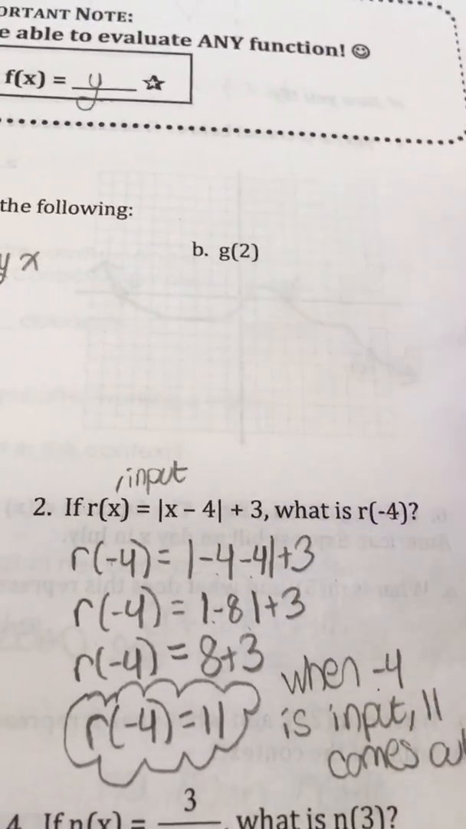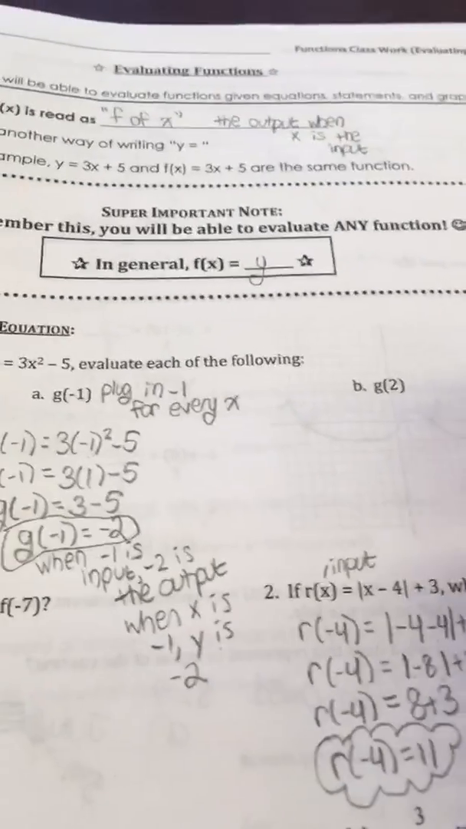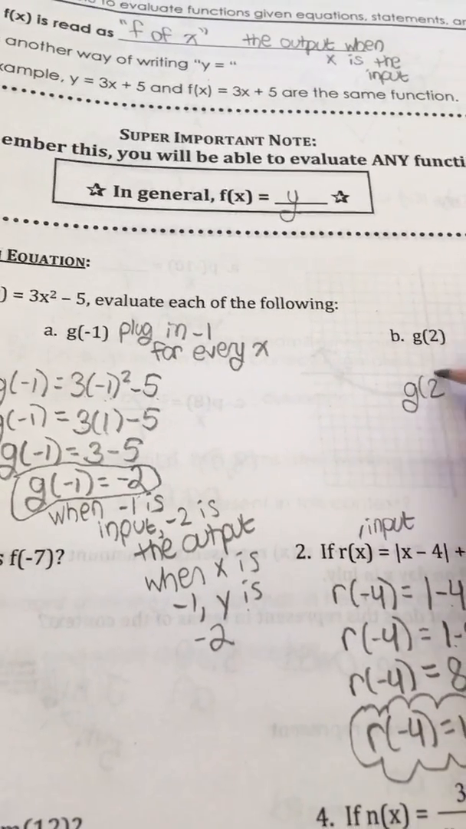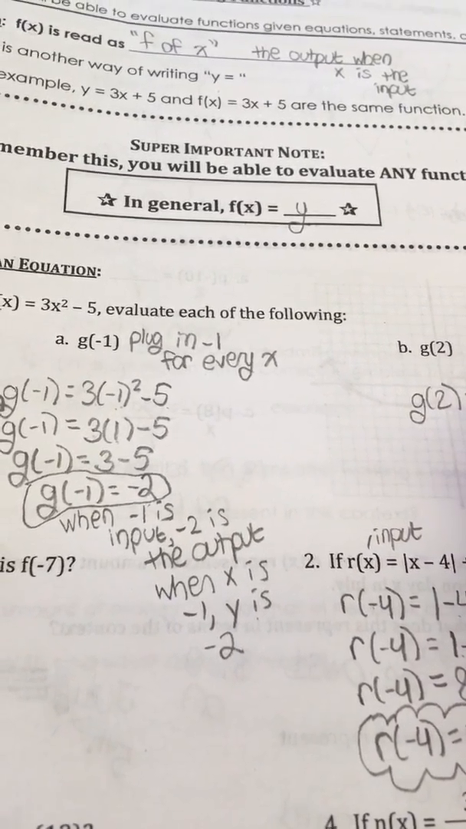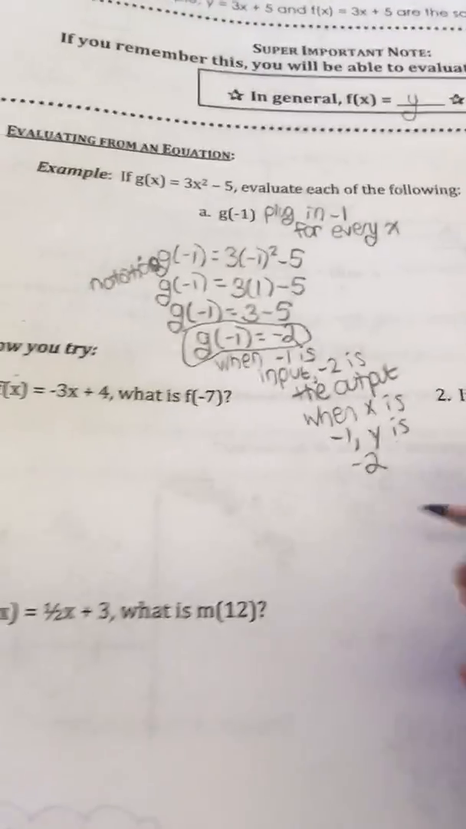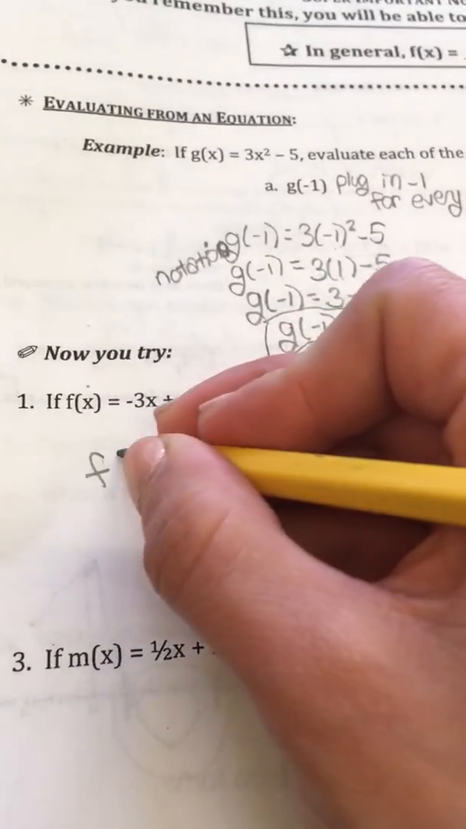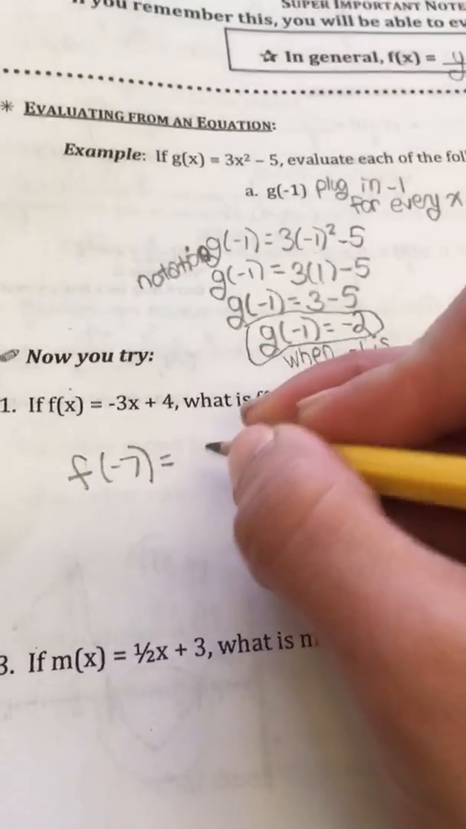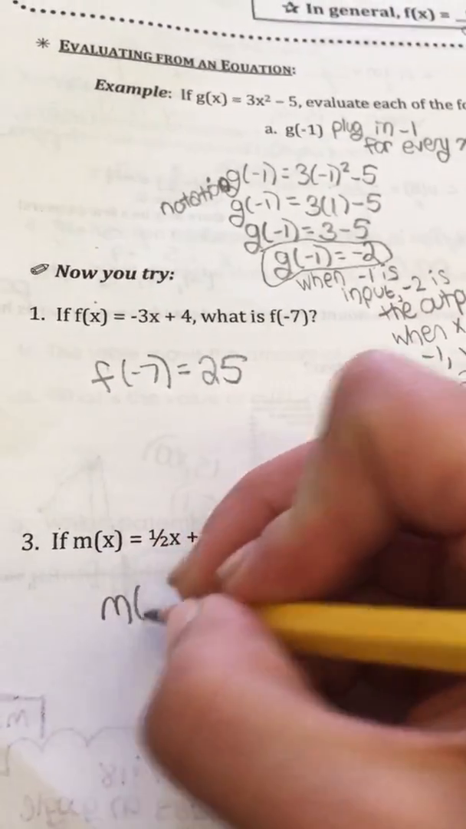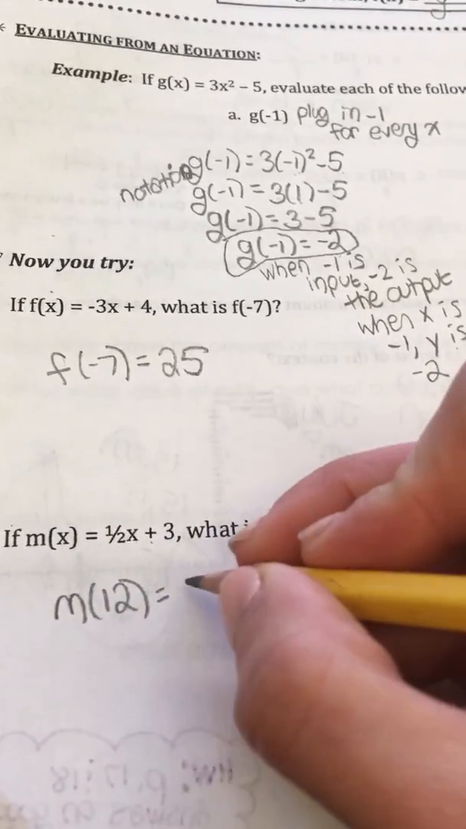And also, if you don't get these right, also make sure that you're asking, so that way we can help you find your mistakes before you move on. So G of 2, when you figured this one out, it should be 7. So if you're not getting that, please let me know. And again, pause the video before you try them. F of negative 7 should be 25. And M of 12 should be half of 12 is 6 plus 3 is 9.